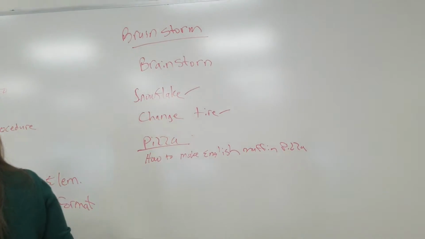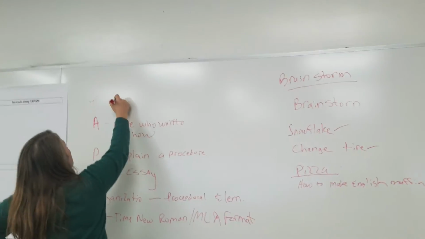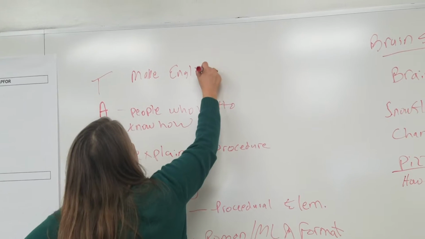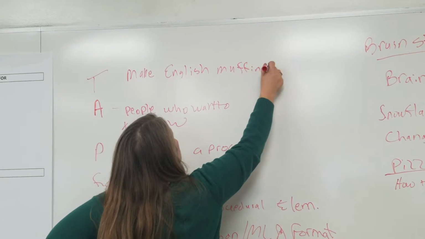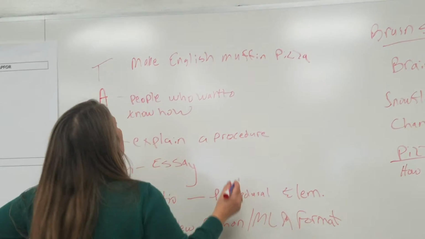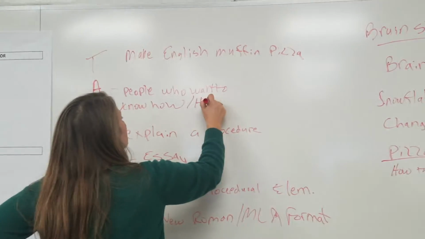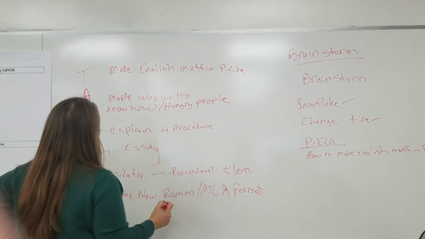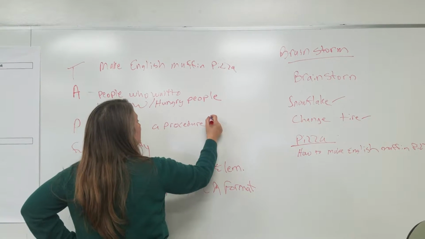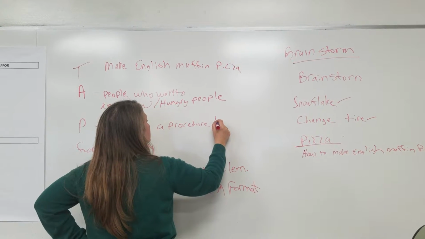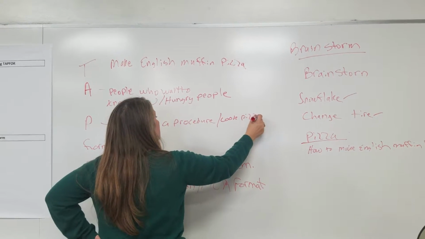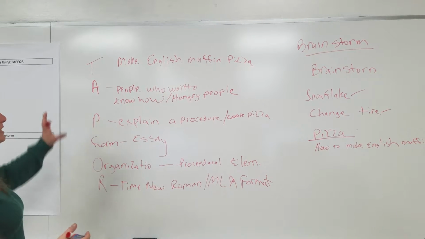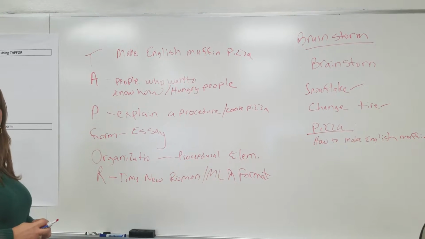for this procedural writing. So here I'm going to go back to the topic, and I'm going to make an English muffin pizza. And my audience is going to be hungry people. And the purpose is going to be to explain how to cook it. So I came back to my tab 4 to refine it and to give it more definitive details, but to keep myself on track so I don't run off the tracks. Next step.